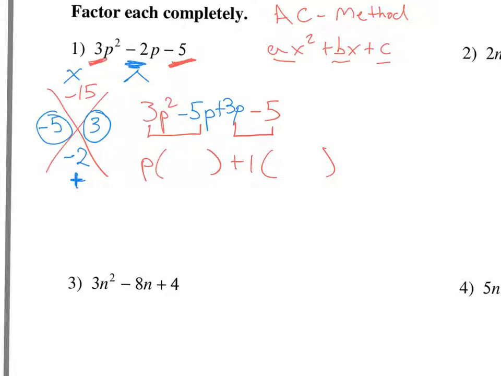Now let's see what's left in our parentheses. These first sets of parentheses, after we factored out the p, we were left with 3p minus 5.